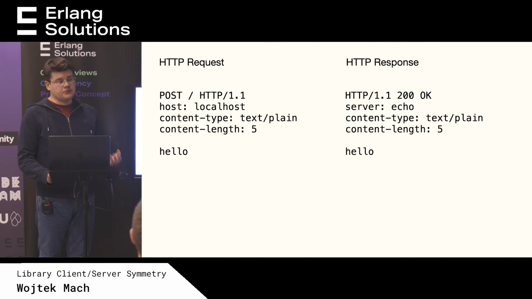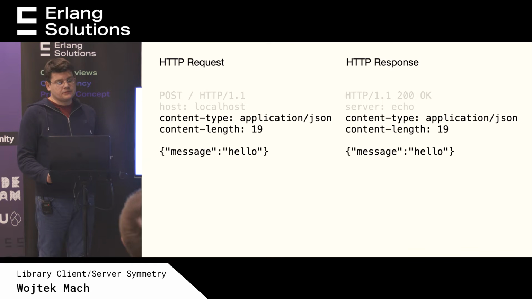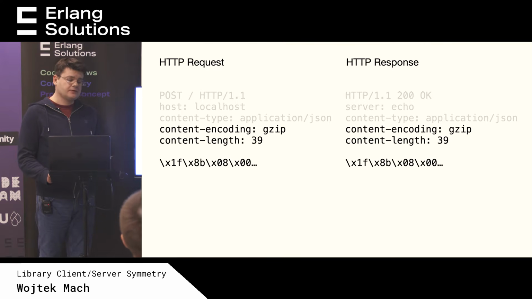And let's make some modifications to it. So instead of sending plain text, let's start sending JSON. So we encode the body, and let's say let's start compressing the body as well. So now we have a different content length, and we have this encoded body.